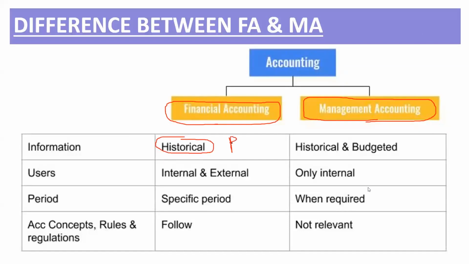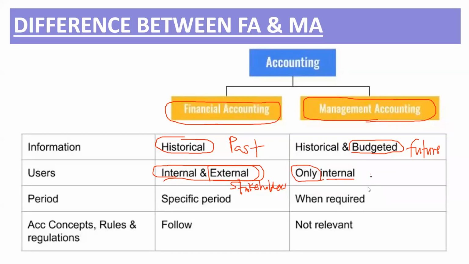Information, we provide historical information, what is past. In financial accounting, we provide the past information, but in management accounting, we provide historical plus budgeted future information. And the users are internal and external both in financial accounting. It is mainly used by external parties. External parties are the stakeholders. So financial accounting is used by stakeholders, but management accounting is only internal.